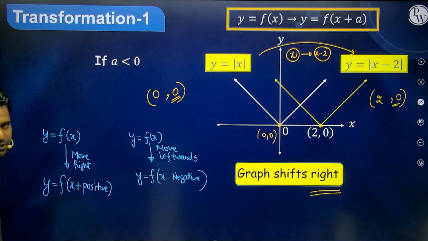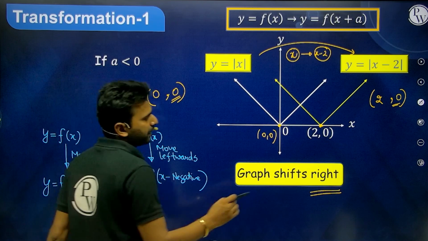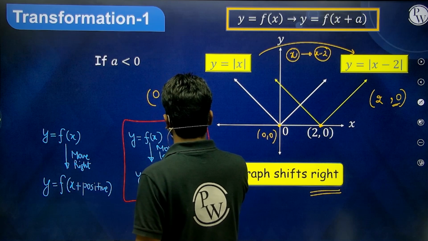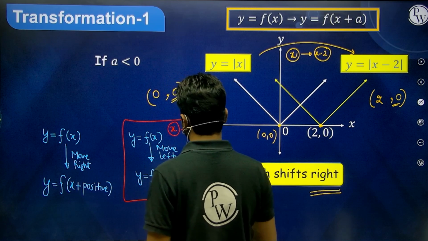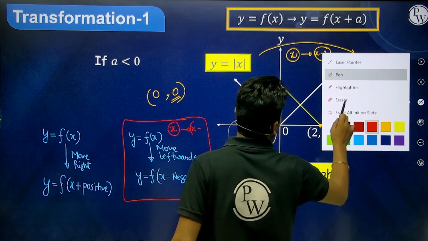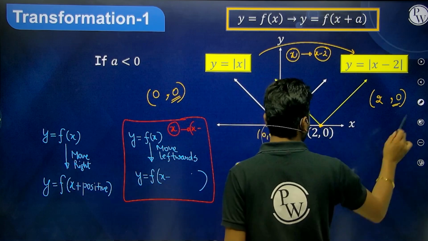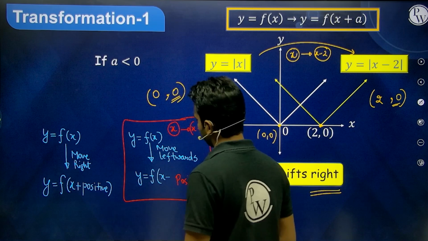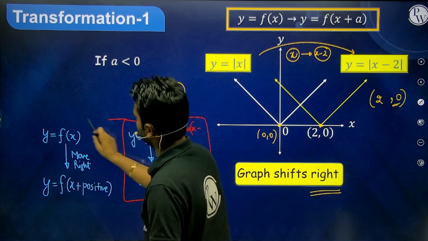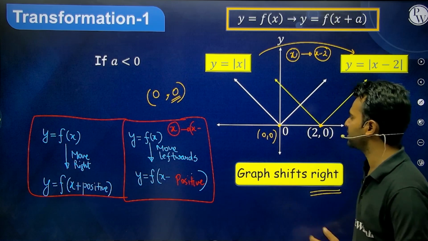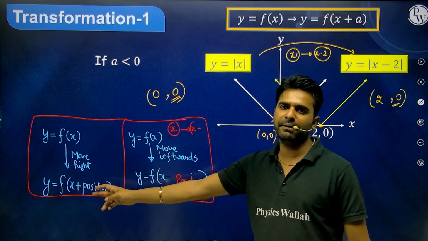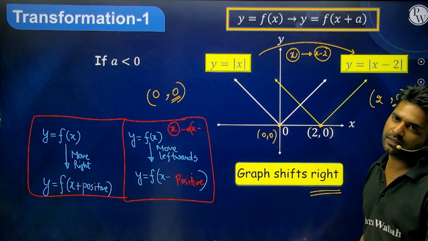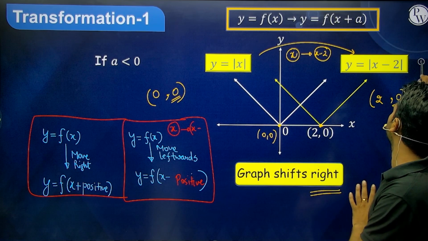by that many units. Ultimately, what is happening over here? Ultimately, the thing which is happening is that x has been replaced by x minus that number. Yes, x minus positive. Understanding the point? Okay. These two simple rules: left movement will take place when x plus a positive number has been replaced, and right movement will take place whenever x is replaced by x minus a positive number. Yes, everyone? Okay. Moving ahead.